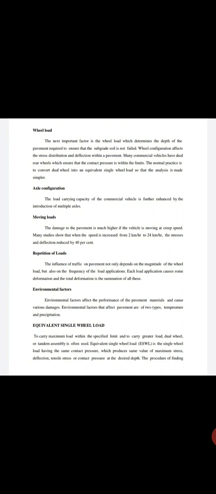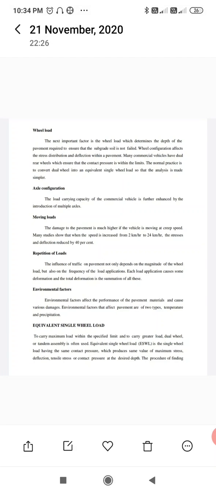Wheel configuration affects the stress distributions and the deflections within the pavement. Many commercial vehicles have dual rear wheels, which ensure that contact pressure is within the limits. The normal practice is to convert dual wheels into an equivalent single wheel load, so that the analysis is made simple. The axle configuration: the load carrying capacity of commercial vehicles is further enhanced by the introduction of multi axles.